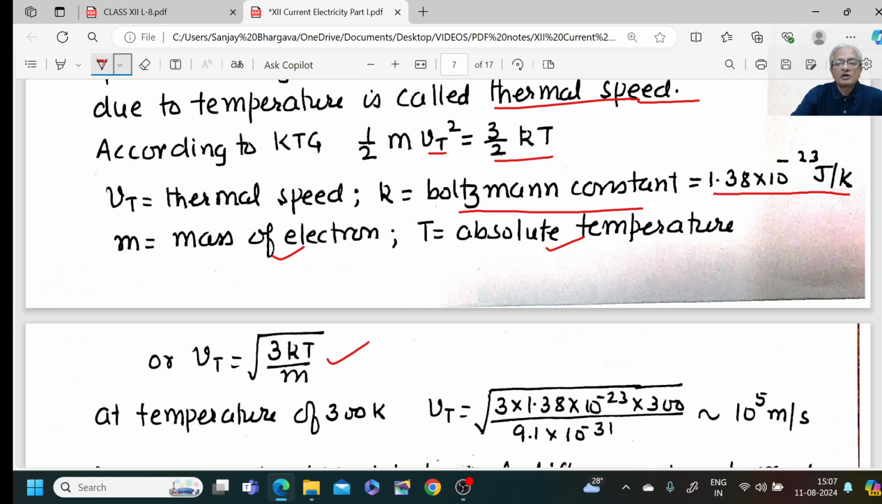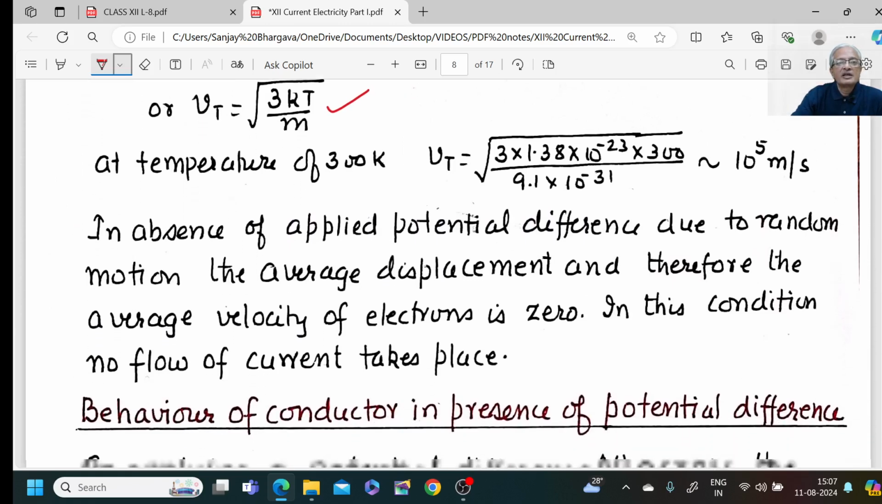At room temperature, normally 27 degrees centigrade, which can be put as 300 Kelvin, let us calculate the value of thermal speed. Substitute the value of K, 1.38 into 10 raised to the power minus 23, absolute temperature 300 Kelvin, and mass of the electron 9.1 into 10 raised to the power minus 31 kilogram. Just solving, we get approximately 10 raised to the power 5 meter per second. A very high value of thermal speed.